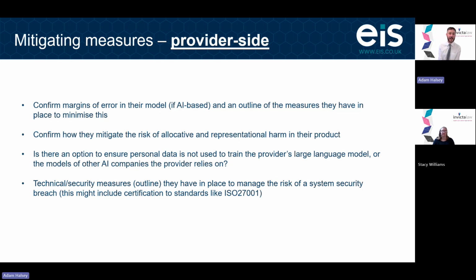And finally, at the bottom there, and this may apply regardless of whether you're using AI or otherwise, let's get the provider to give us an outline of what sort of technical and security measures they have in place to manage that risk of a system security breach. It doesn't have to, but might well include something like certification to information security management standards, such as ISO 27001. Again, not a necessity, but an example of the kind of thing they might have in place.